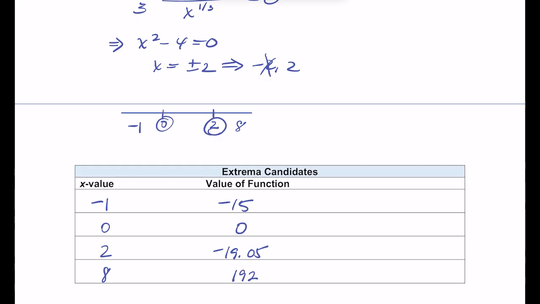And all I want to do now is scan this, and I can see that this function here, when I plugged in 8, I got 192. That's the highest y value of all of the y values. So that tells me that this is an absolute maximum. And then when I compare the other values, I can see that this is the lowest. So that would be the absolute minimum.